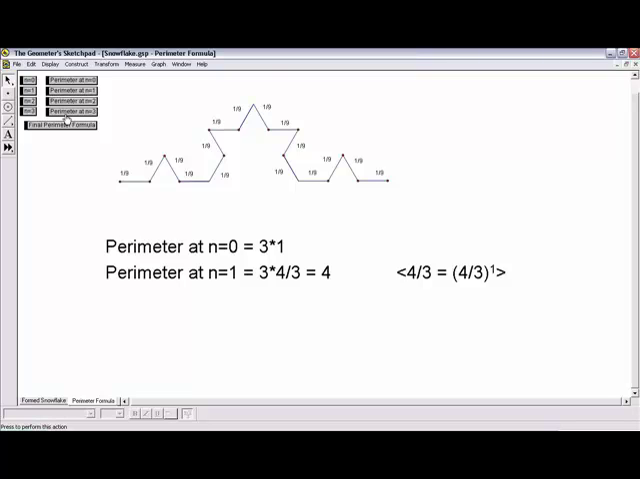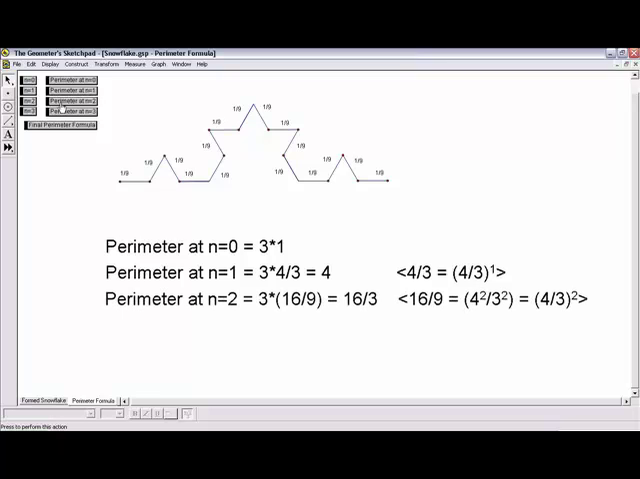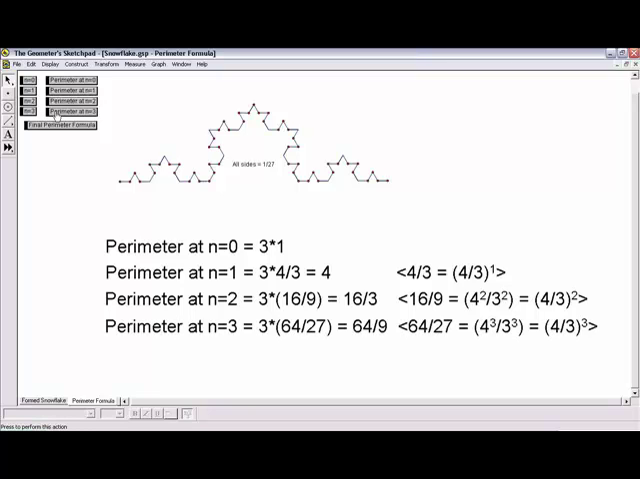Performing another iteration for n equals 2, we get side lengths of 1/9 of the original length. And this gives us 16 sides, so the total length is 16/9, multiplied by 3 for the perimeter, and we get 16/3. Performing one last iteration, the side lengths are now 1/27 of the original length. And there are 64 sides now with all the triangles, so the total length is 64/27. Multiply it by 3 for the perimeter at n equals 3, and we get a perimeter of 64/9.